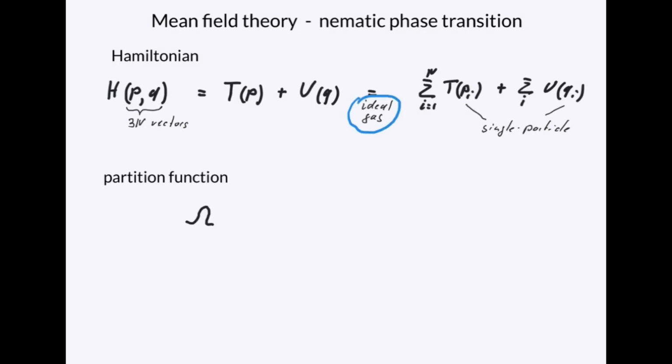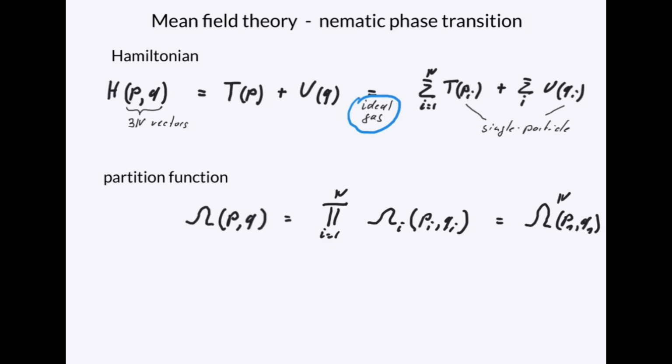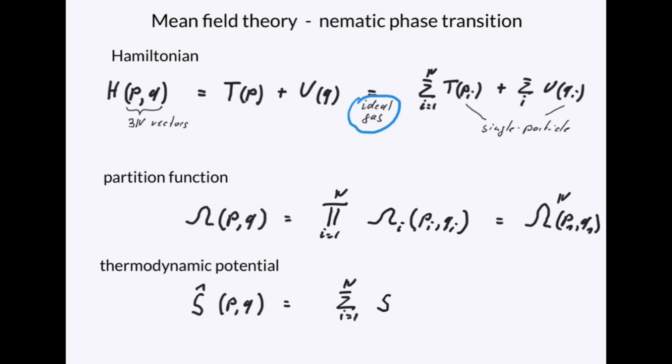In such a case, we found that the partition function of the system is simply given by the product of the partition functions of every particle, and the thermodynamic potential is given by the sum of the potentials of every particle, which for identical particles is just n times the thermodynamic potential of a single particle. For a real gas, however, this does not hold.